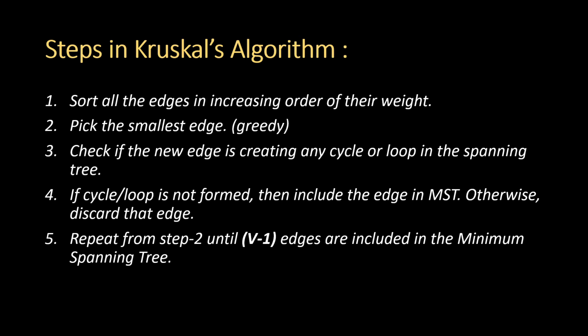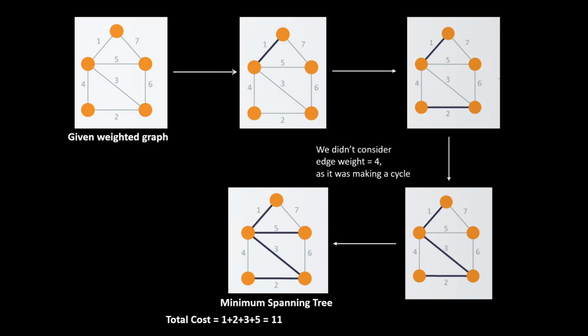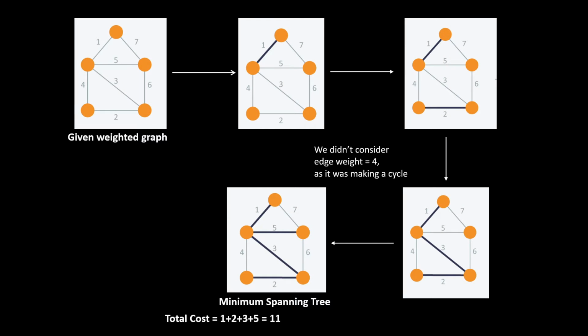Now let us see an easy example for understanding this concept. According to our algorithm, we have to select the smallest edge and move further until we get a cycle. You can see in the last step, instead of considering edge weight 4, we selected 5 to avoid the cycle.